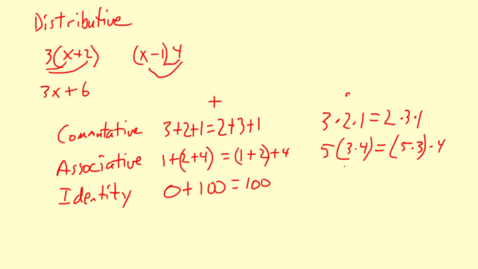How about the identity property for multiplication? What do you multiply any number by to get that same number? Well, it's 1. So 1 times, let's say 100, equals 100. So multiplying by 1, that's the identity. So that is the big picture for this lesson.